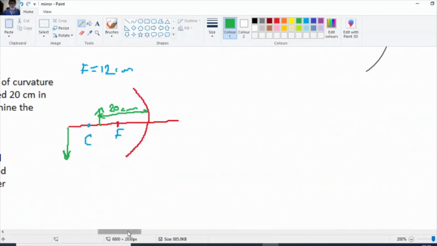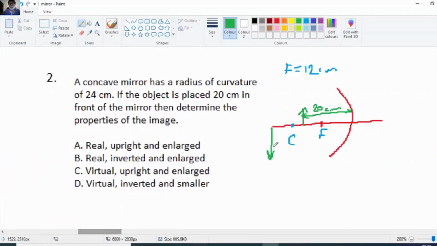And as you see, now the image is a real image. Why? Because the light rays from the object reflected from the mirror are going to intersect and form an image.